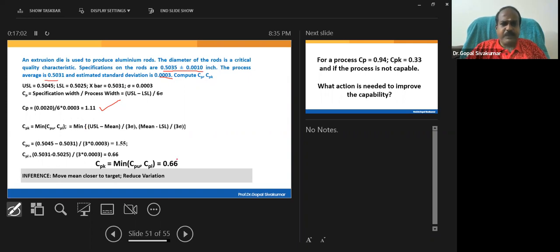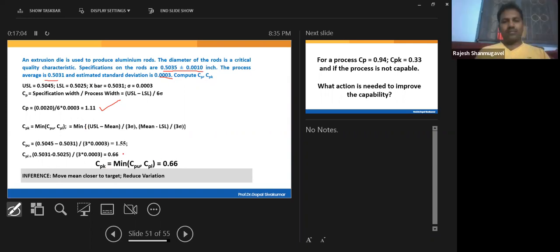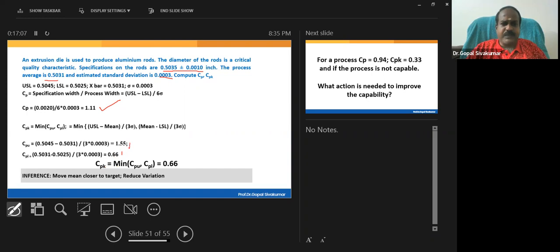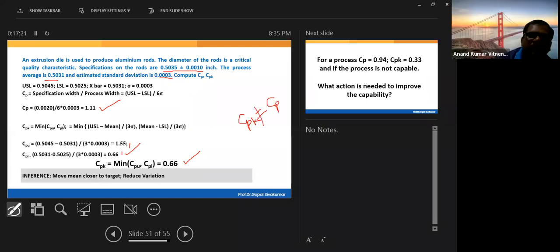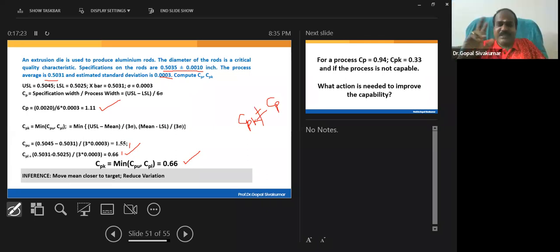Now CPK. There are two values, 0.66, 1.55. You always choose the lower one. So CPK is 0.66. Now tell me, is this CPK equal to CP? No. So what is your advice? Need to move the mean also. That's all. There are only two remedies for all the problems. Move the mean, reduce the variation.